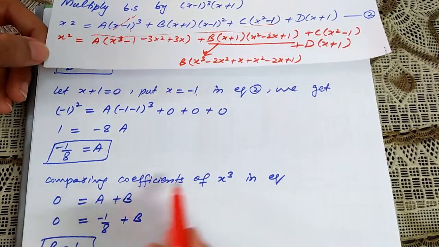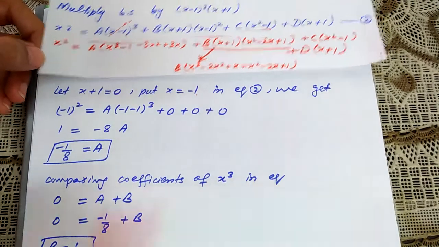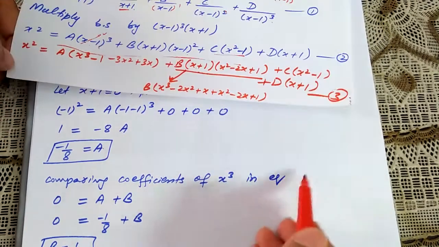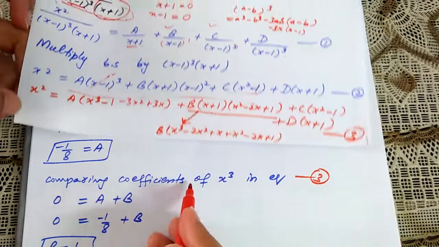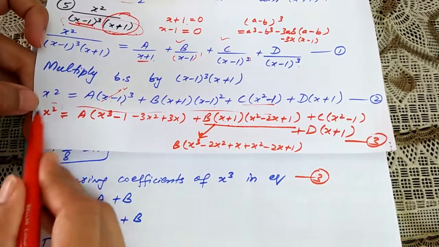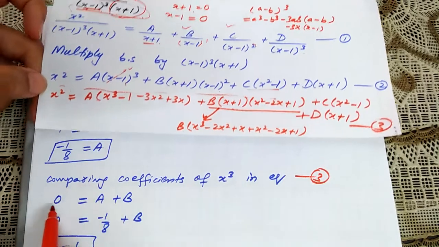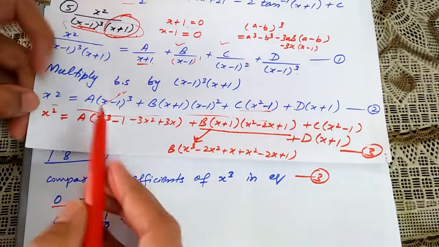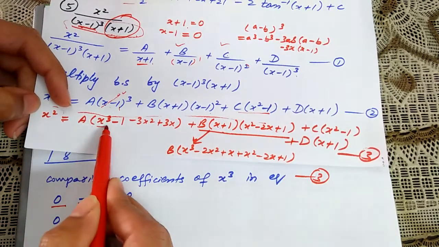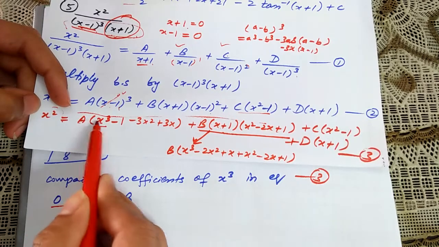Now, comparing the coefficient of x cube in equation number 3, we don't have x cube on our left hand side. So there is no coefficient of x cube here. So I will write 0 here. Now, find the x cube. Here I have x cube. So what will be the coefficient of x cube here?